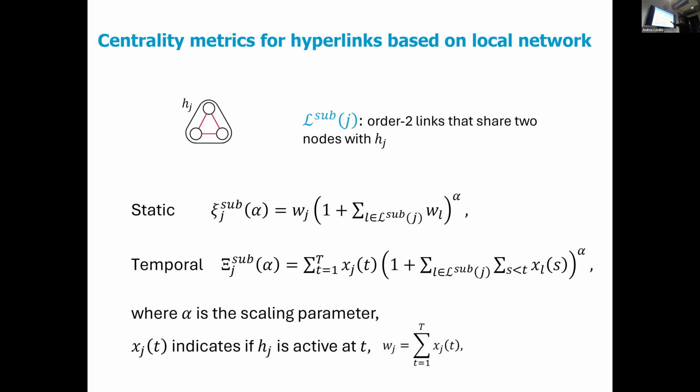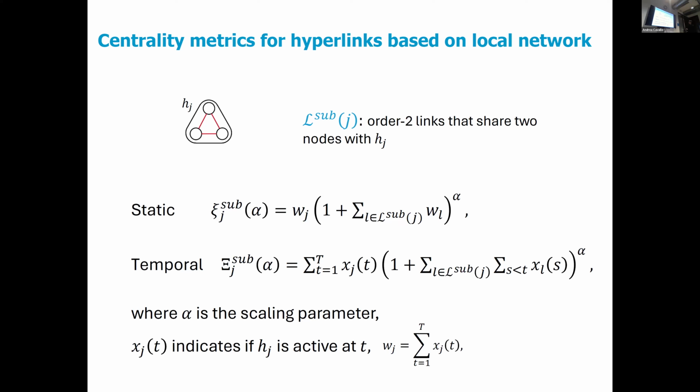With this definition of the hyperlink set, we define the first metric, called the static metric, which is the weight of the hyperlink times the summation of the weights of hyperlinks in this set plus 1, to the power of alpha. Here alpha can be regarded as a scaling parameter. If we take the logarithm on both sides, we can see that alpha is actually a weight which assigns the importance of this term, which represents the influence of the hyperlinks in this set.